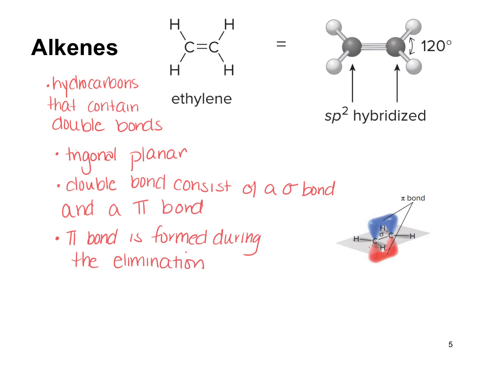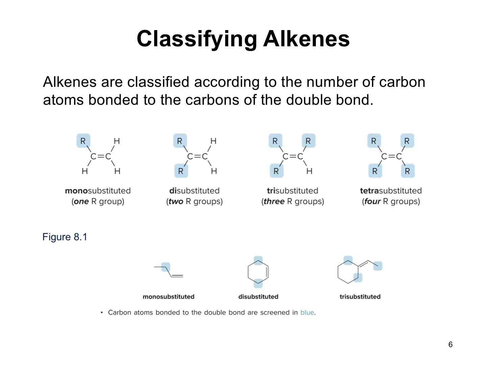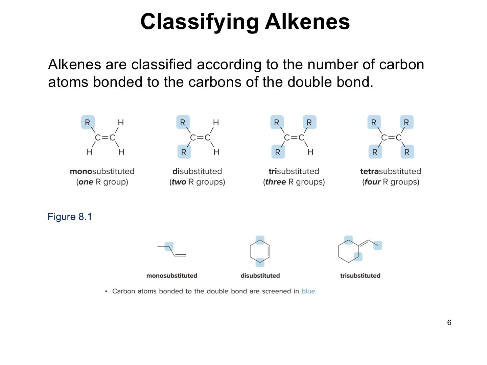So we can classify alkenes in a couple different ways, and we're going to look at those on the slide. When we look at our alkene classification, we see here that with these alkenes, there's one R group. And that R group is just carbons and hydrogens. If there's one R group, we say that's a monosubstituted alkene. If there are two R groups, we say that's disubstituted. If there are three R groups, we say that's trisubstituted. And if there are four R groups, we say that is tetrasubstituted.